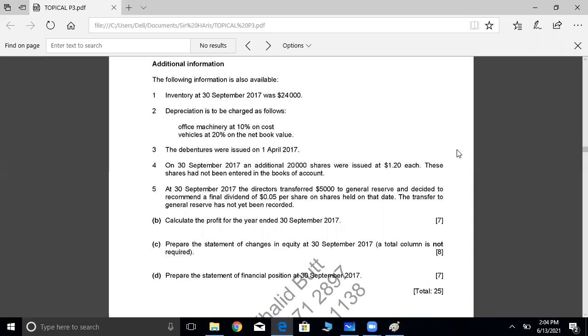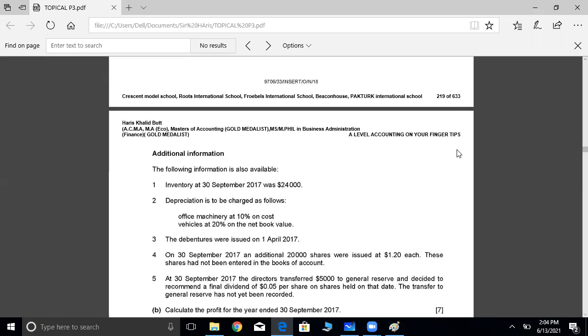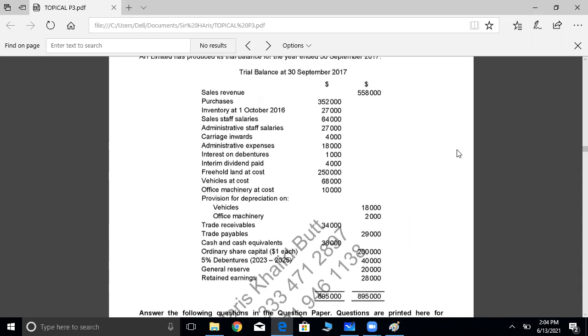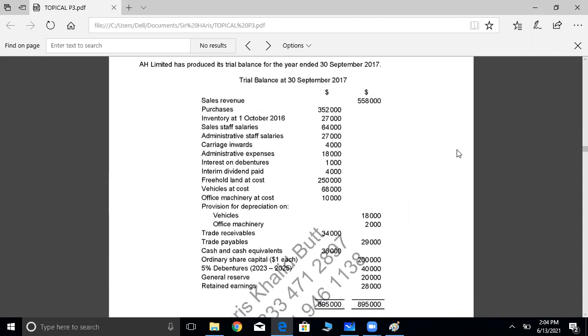So let's take a closer look at this, okay? Debentures are issued on 1st April. The data given in the question is for the year ended 30th September 2017. You issued the debentures on 1st April 2017, so from April to September, how many months is that? April, May, June, July, August, September. It becomes 6 months. So it means that you have to pay interest on debenture for 6 months.